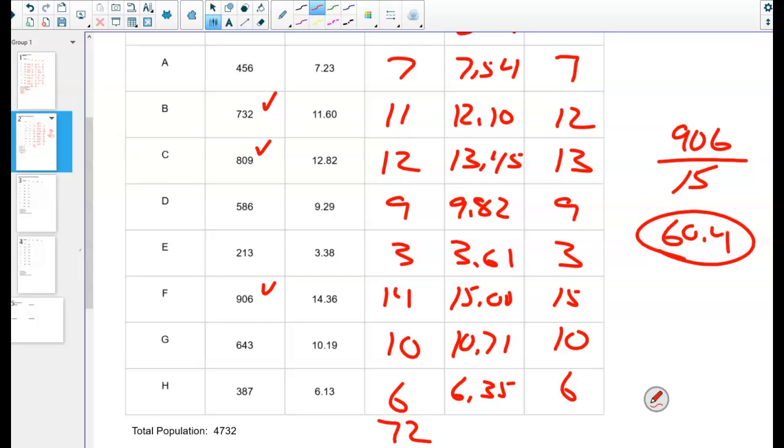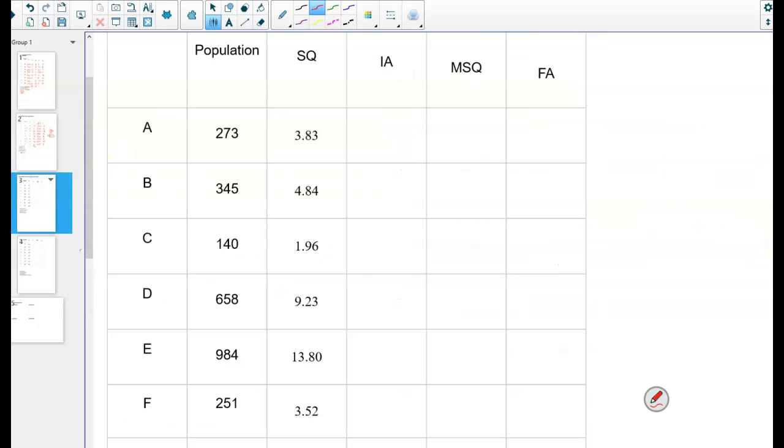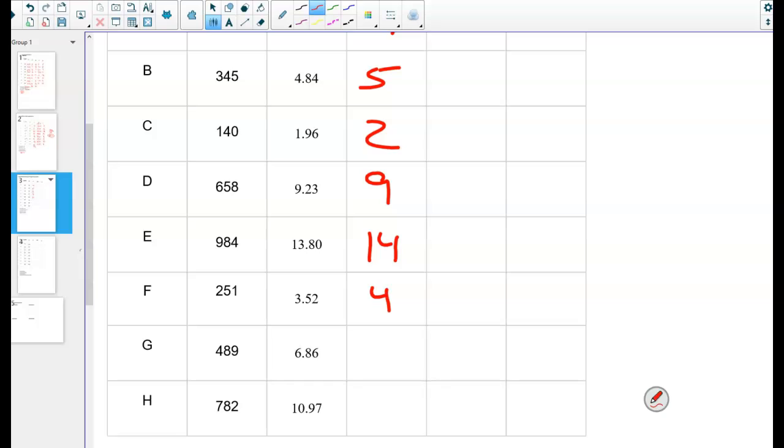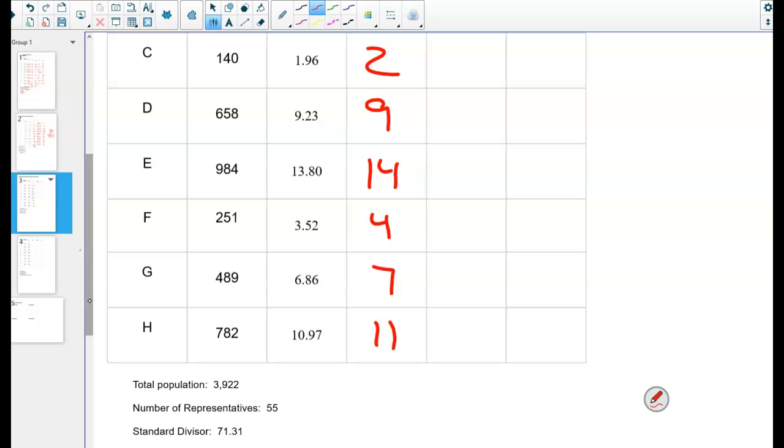Okay, so now we gave 3 votes or 3 reps away to B, C, and F. All right, so my initial apportionment, 3.83 becomes 4. 4.84 becomes 5. 1.96 becomes 2. 9.23 becomes 9. 13.8 becomes 14. 3.52 becomes 4. 6.86 becomes 7. And 10.97 becomes 11. And when you add all of those up, you get 56.